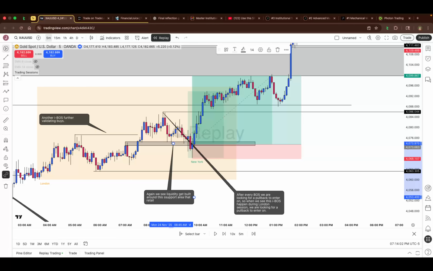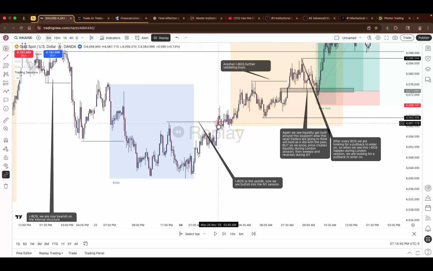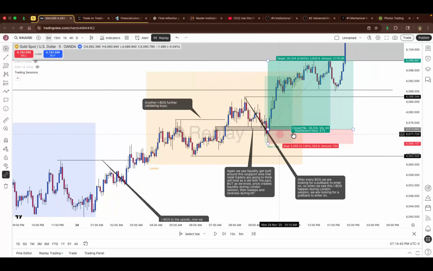and that retail traders are going to think will hold, but as we know, it creates liquidity during London session, then sweeps and reverses during New York. It's a repeatable pattern. That's what we're looking for. We're simply looking for patterns while backtesting.